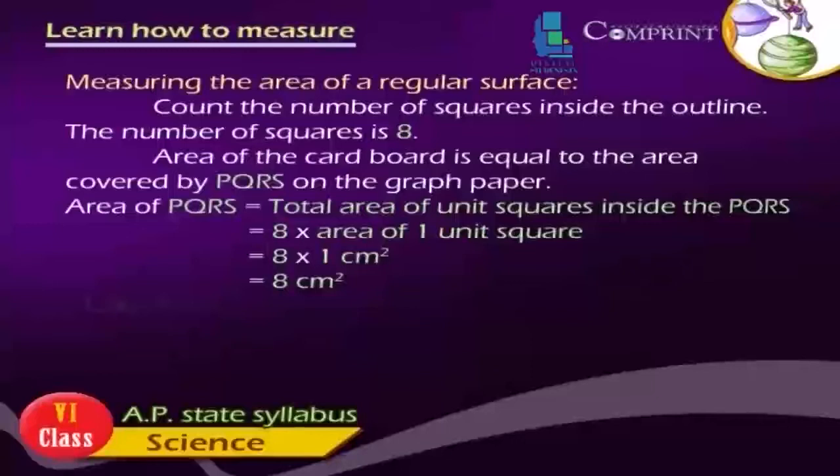Count the number of squares inside the outline. The number of squares is 8. The area of the cardboard is the area covered by PQRS on the graph paper. Area of PQRS is equal to the total area of unit squares inside PQRS, which is equal to 8 into the area of 1 unit square, which is equal to 8 into 1 centimeter square, which is equal to 8 centimeter square.